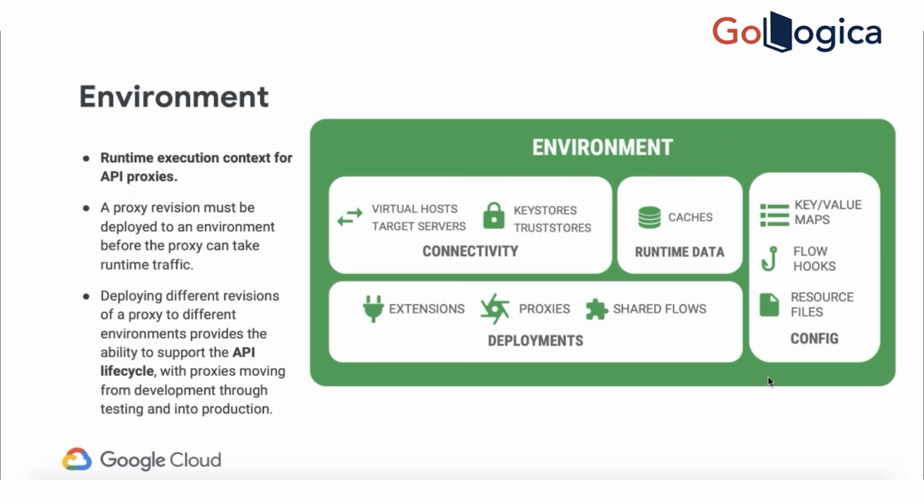Then the configuration elements. We have seen some configuration elements we can create on the organization level, and some which we can create on the environment level. So APG provides the ability to create configuration on either the environment or the organization. You can have key value map, you can have flow hooks, you can have resource files and all those stuff. You can create all these configuration elements, and these can be used from your proxies.